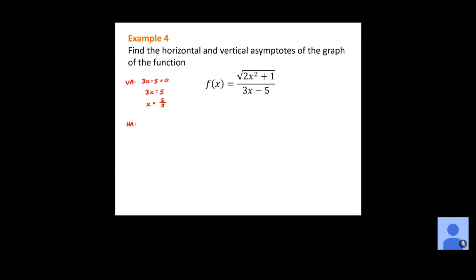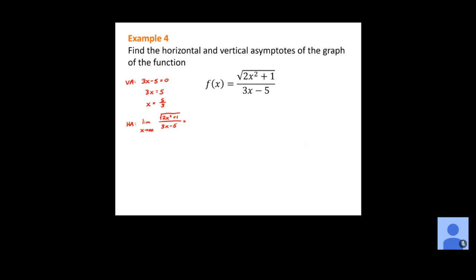Okay, good. We've got to do our limit as we approach infinity and our limit as x approaches negative infinity, right? So we have to do both. Let's start with the limit as x approaches positive infinity. So our function this time, we've got square root 2x squared plus 1 over 3x minus 5.